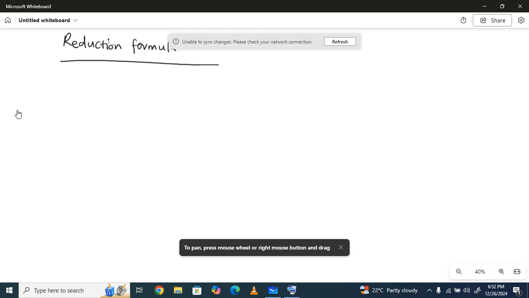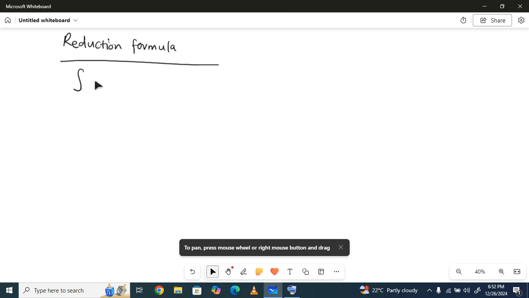Today we want to handle the reduction formula. So we can derive a reduction formula for any function. And so today we have the reduction formula for sine. We have the integral of sine power n x dx. We want to derive a reduction formula.